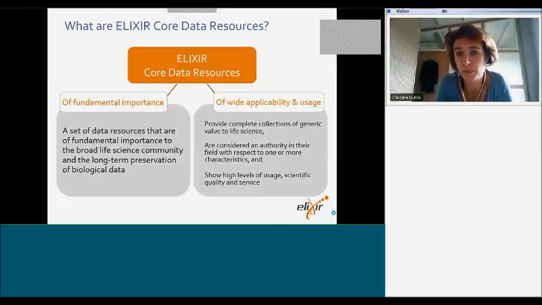Of wide applicability and usage, what do we mean? These are resources that provide complete collections that are of generic value to the life science community. They're really considered by the community to be an authority in their field, generally with respect to one or more characteristics, and they're very much used, and they have very high levels of scientific quality and services.